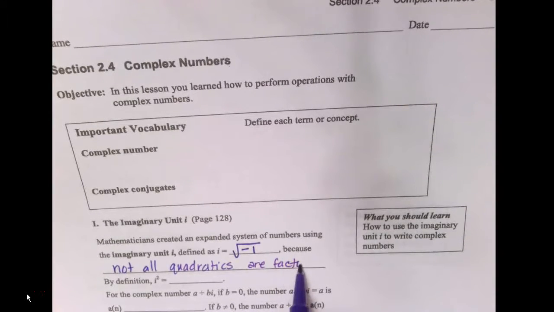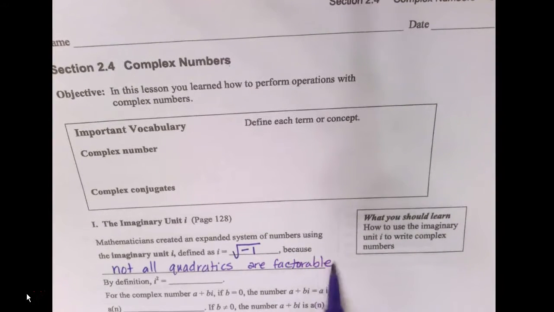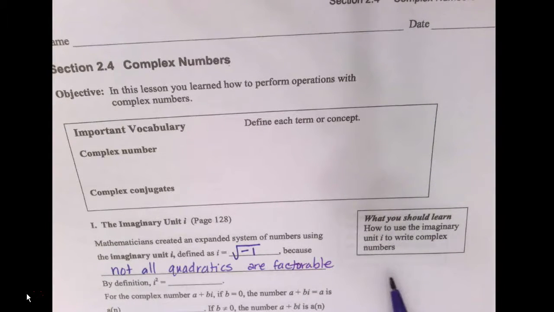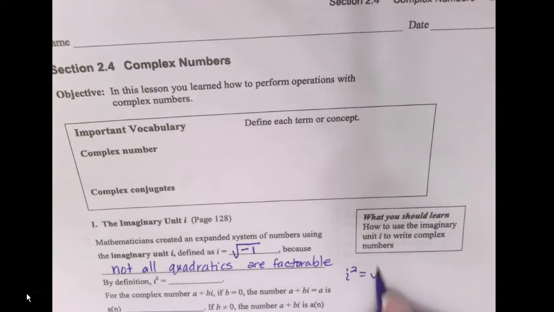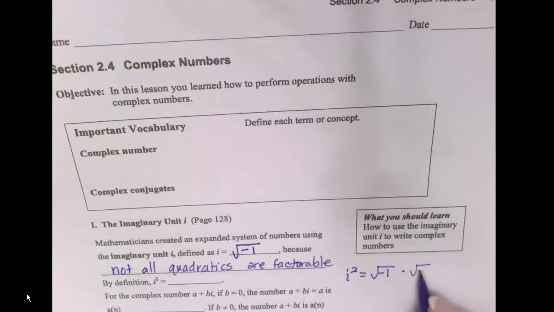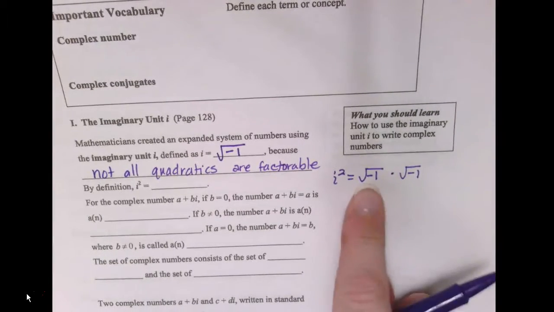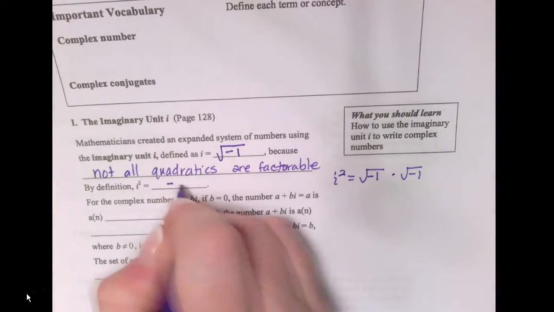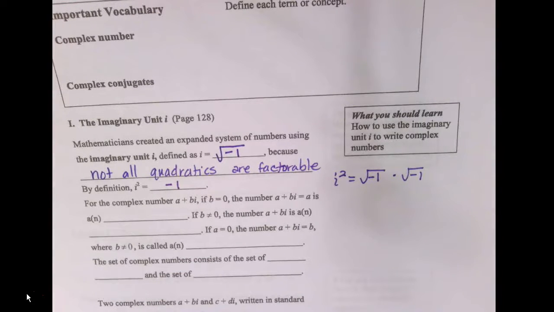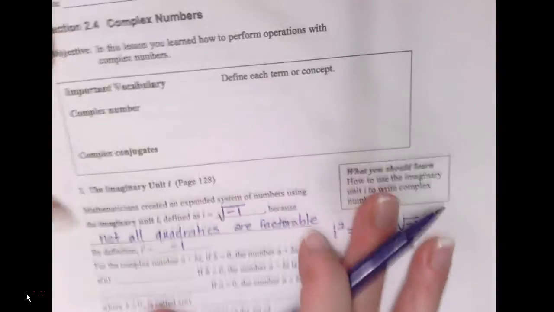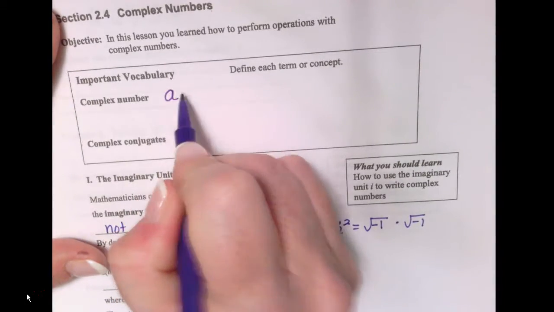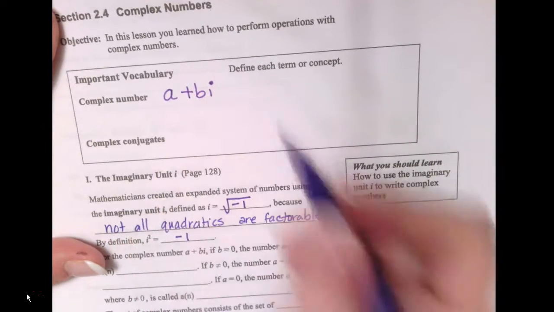So in order to be able to describe the solutions, we needed something to describe the square root of -1. So if you think about it, i squared, and I'm going to expand that out, i squared equals the square root of -1 times the square root of -1. And so anytime you multiply a square root of something times itself, it brings that number outside of the square root.